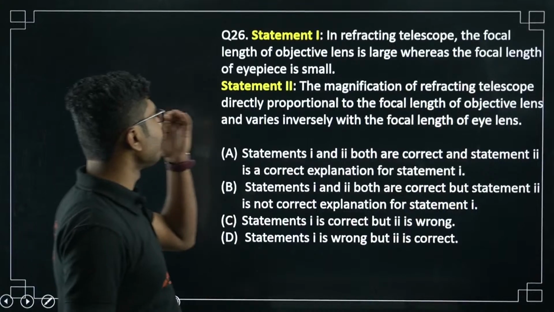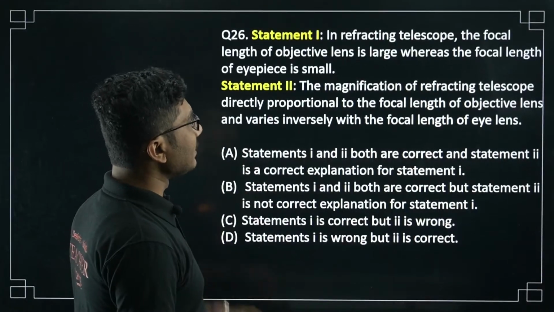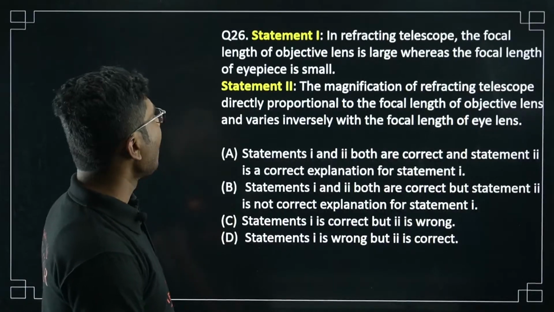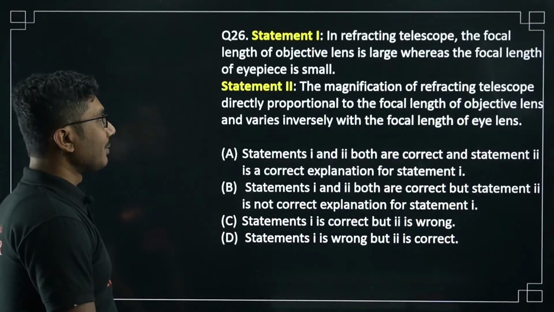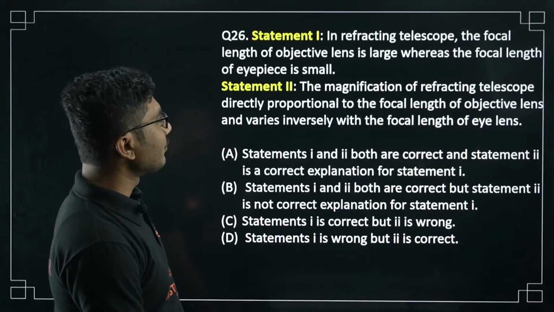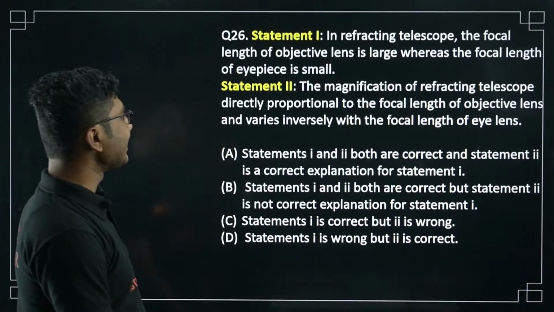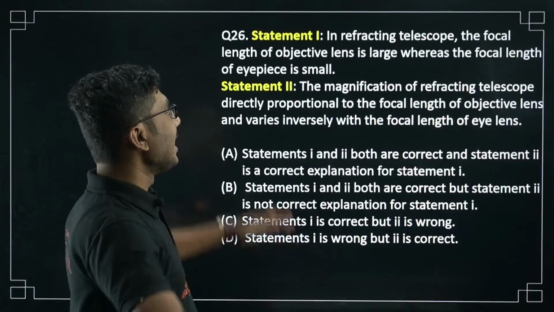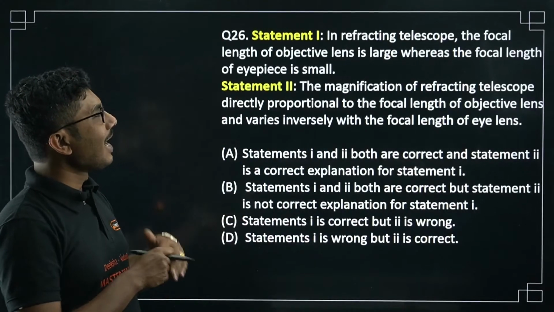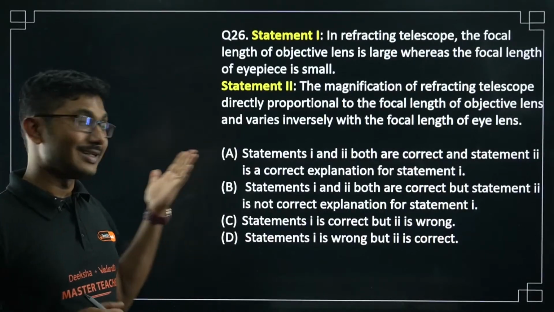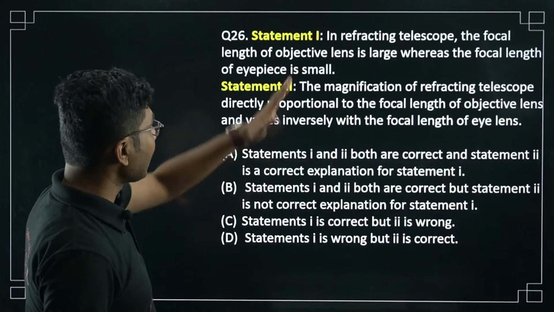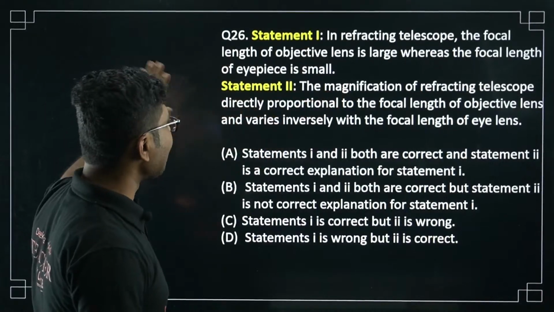Next question, 26. In refracting telescope, the focal length of objective lens is large, whereas the focal length of the eyepiece is small. The magnification of the refracting telescope is directly proportional to the focal length of the objective lens and varies inversely with the focal length of the eye lens. Now same question, they have given the options correctly. Now let's see the answer. So focal length of the objective is large, focal length of the eyepiece is small.